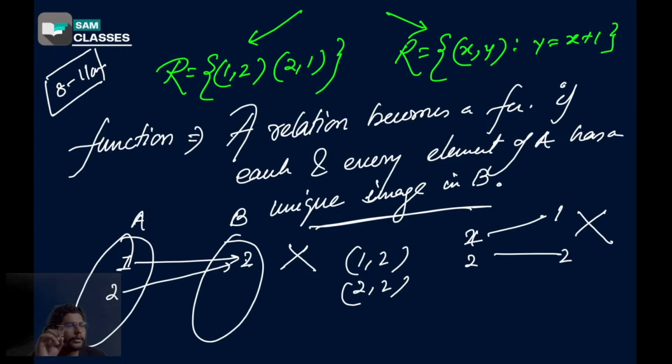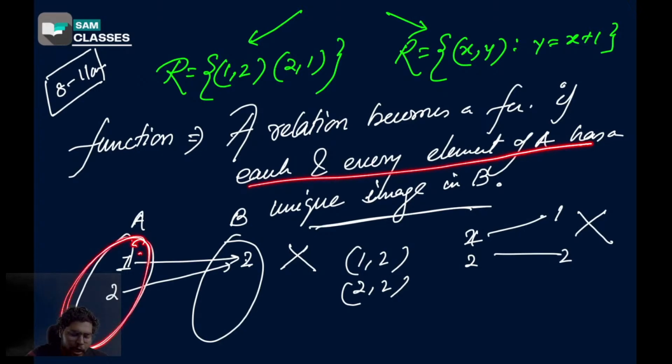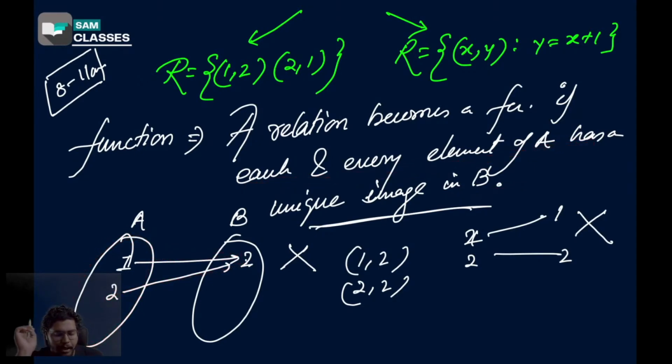Now, let me explain to you all, what is a function? Function is nothing but a relation which follows some conditions. What is that condition? Each and every element of A should have an image first, and that image should be unique. Clear? What is that condition?